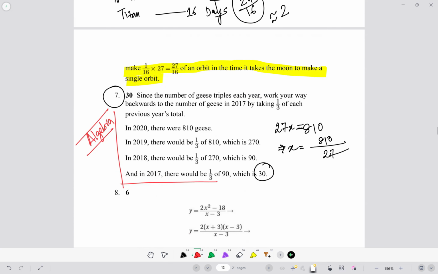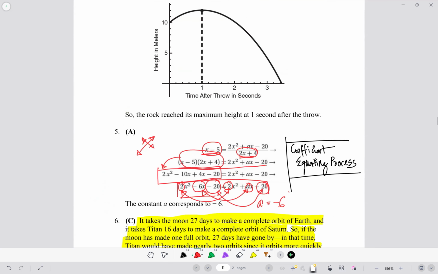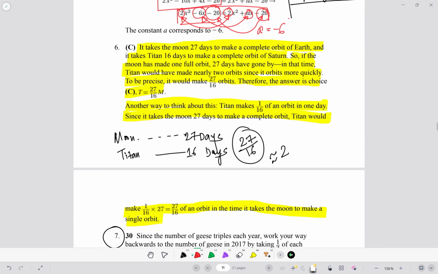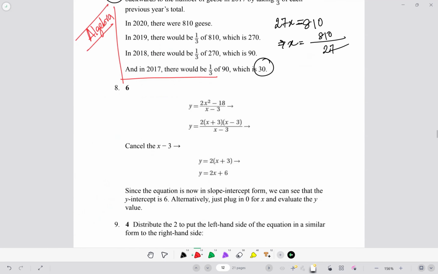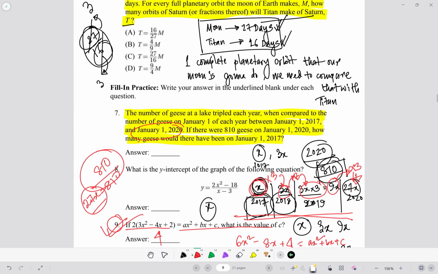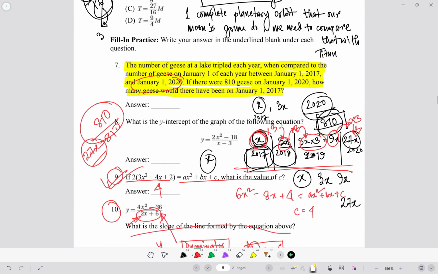Do you have any question? No. Are you gonna do number 8? We have already completed number 8. Oh, okay, sorry. Oh no, we haven't completed number 8.